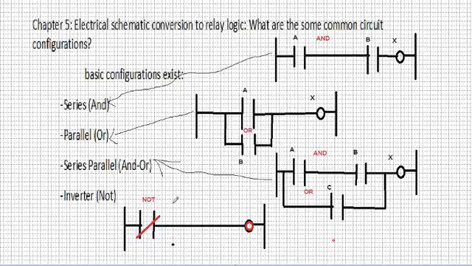Now, I think it's probably proper to introduce here a few concepts. And the concept we want to introduce here is what we call the truth table.